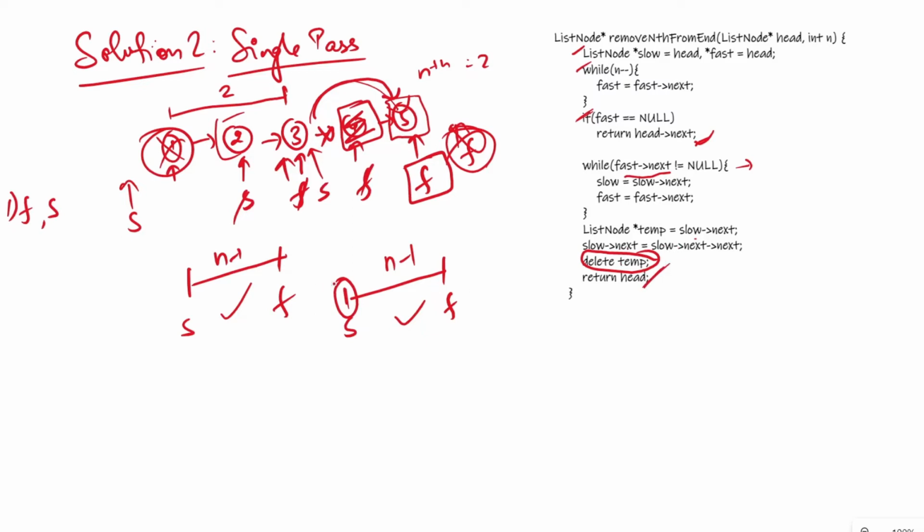So this is a simple solution. It is a single pass solution, and the time complexity will be O(n) and the space complexity will be O(1), because we are not using any extra space.